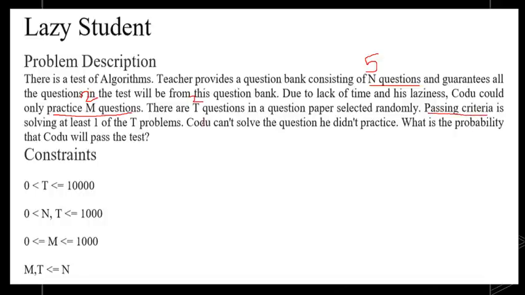So, passing criteria. If he should pass the exam, he should solve at least one of the T problems, okay? If Kodu should pass the exam, he should pass at least one problem, okay? So, what is the probability that Kodu will pass the test? So when you look at this question, you understand that we need probability. They are asking for probability directly.